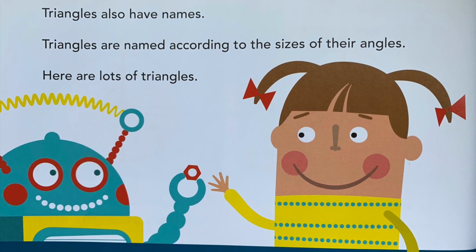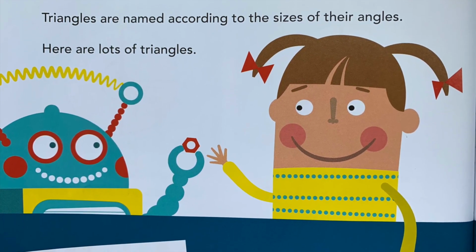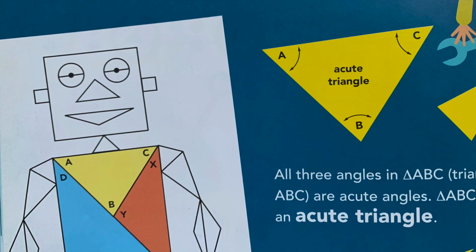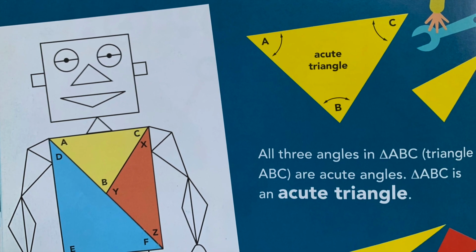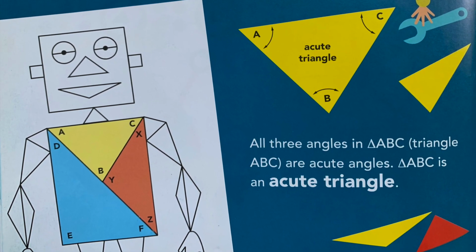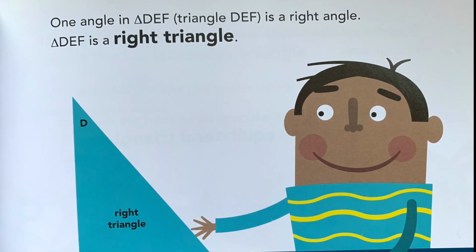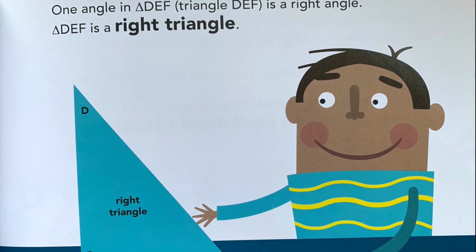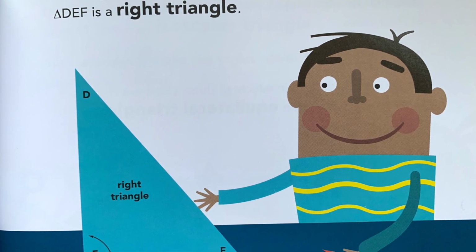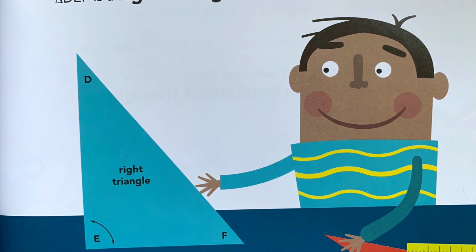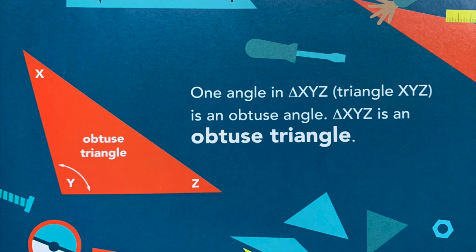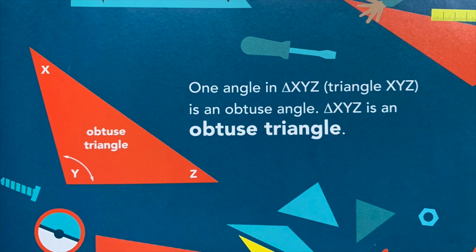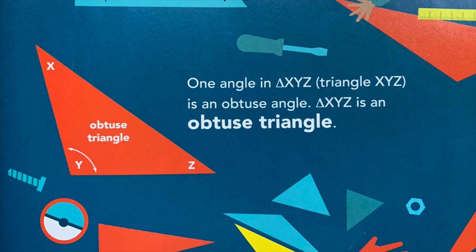Triangles also have names. Triangles are named according to the sizes of their angles. Here are lots of triangles. All 3 angles in triangle ABC are acute angles. Triangle ABC is an acute triangle. 1 angle in triangle DEF is a right angle. Triangle DEF is a right triangle. 1 angle in triangle XYZ is an obtuse angle. Triangle XYZ is an obtuse triangle.